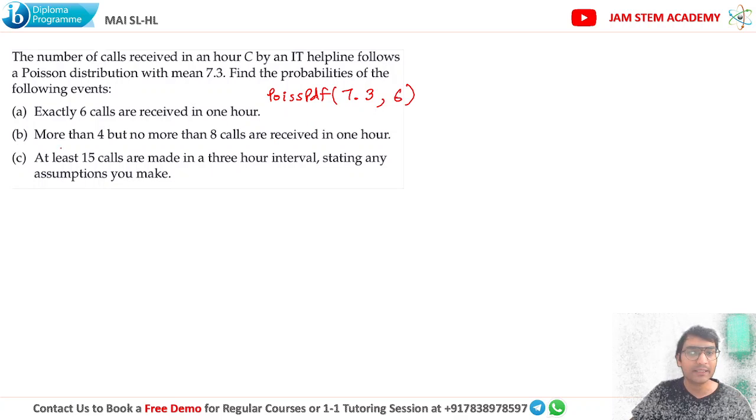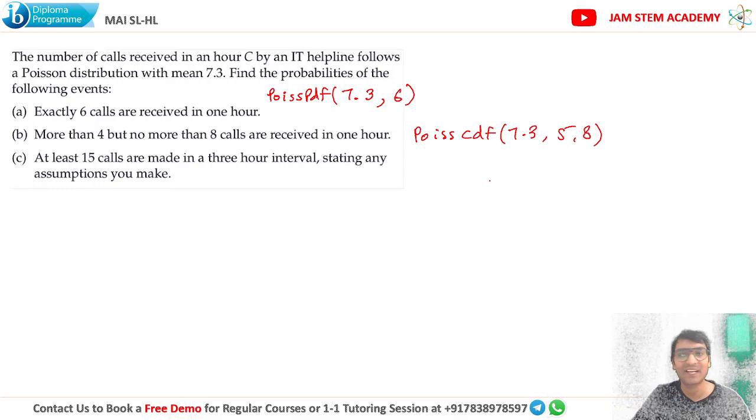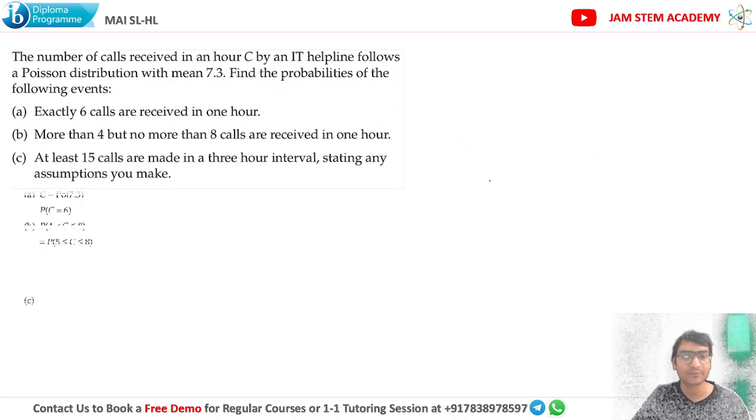In the second part, it says more than 4, meaning starting from 5, but not more than 8. So we are looking for the Poisson CDF in this case, right? And here your lower bound is 5 and upper bound is 8. So you can use 7.3 between 5 and 8. If you use your calculator, again you can get your answers. Okay, let me show you how.